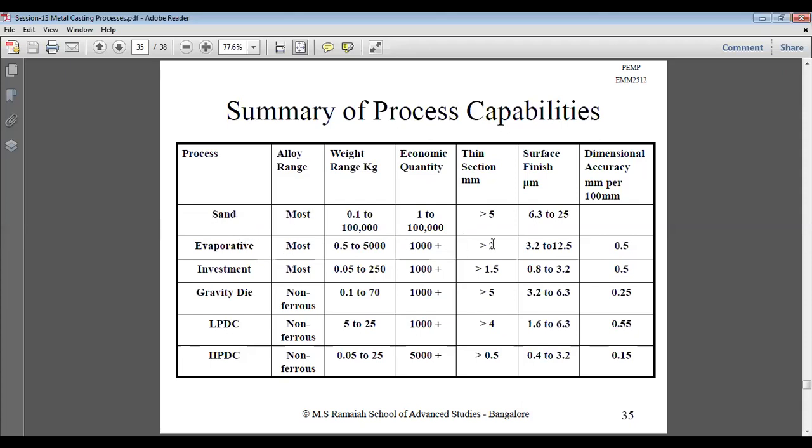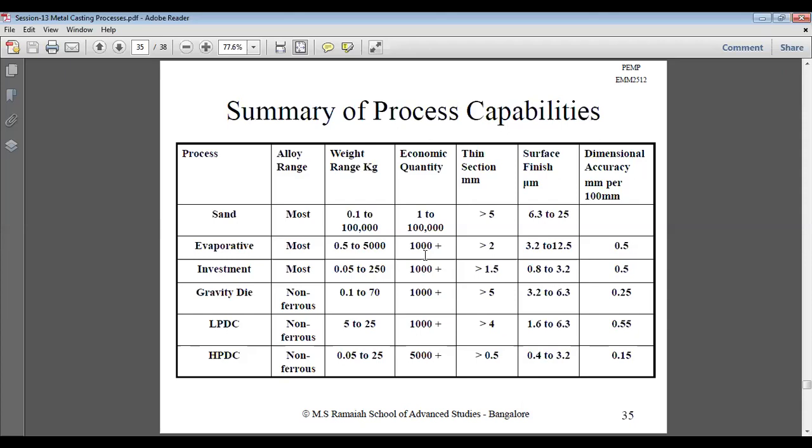Evaporative casting gives a good surface finish, and handles thin sections, less than 2 millimeter, but we apply it for 1000 or more parts. We cannot make one or two or five components by evaporative, investment, gravity die, low pressure, and high pressure die casting. These are for 1000 parts and above. If we have to make 1000 or more parts, then we can apply evaporative, investment, gravity, low pressure, and high pressure casting. Whereas sand casting we can apply to any number, it could be 1 or 1 lakh. We can apply sand casting easily, but at the same time we don't get a very good surface finish.